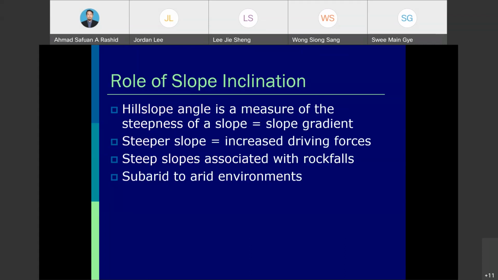Slope angle is a measure of the steepness of the slope. Okay, slope gradient. A steeper slope increases the driving force. Okay, what we have discussed previously. Steep slopes are associated with rockfall in sub-arid to arid environments. Okay, so this is related to the area. If the hill is too high, it can reach within the arid area, arid condition.